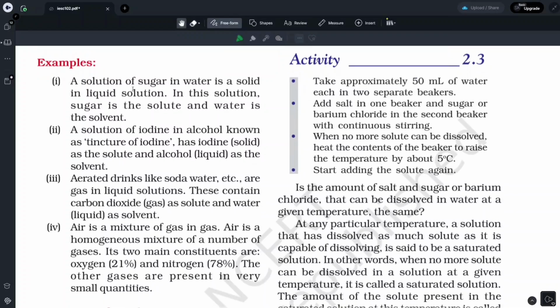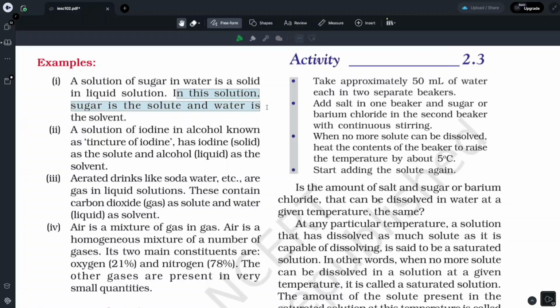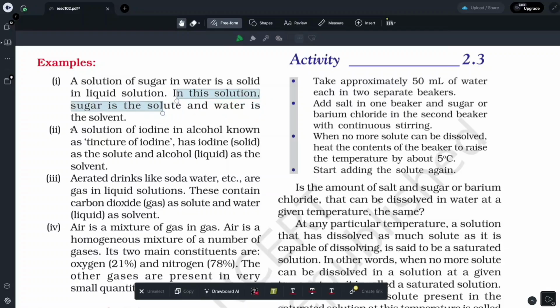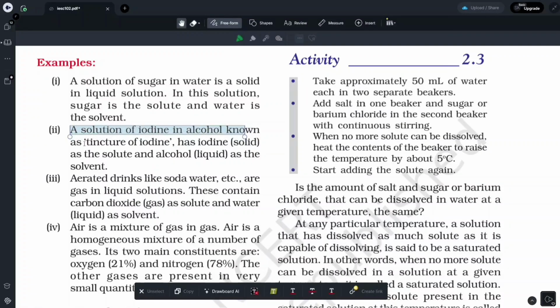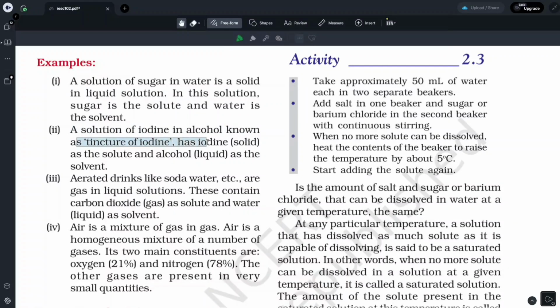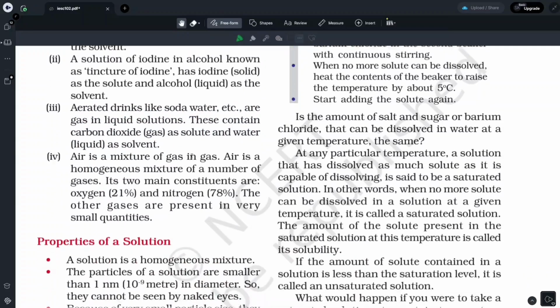Example number 1. A solution of sugar in water is a solid in liquid solution. In this solution, sugar is the solute and water is the solvent. Example 2. A solution of iodine in alcohol, known as tincture of iodine, has iodine as the solute and alcohol as the solvent. Aerated drinks like soda water, etc. are gases in liquid solution. These contain carbon dioxide as solute and water, a liquid, as solvent.